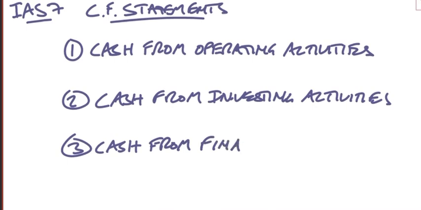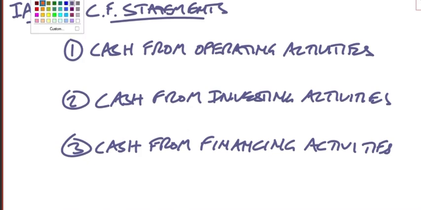And what this is trying to show is what the cash flows of the entity are in a particular year. So in a particular year, what was the cash from operating activities? What was the cash from investing activities? What was the cash from financing activities? And each of these is pretty straightforward.